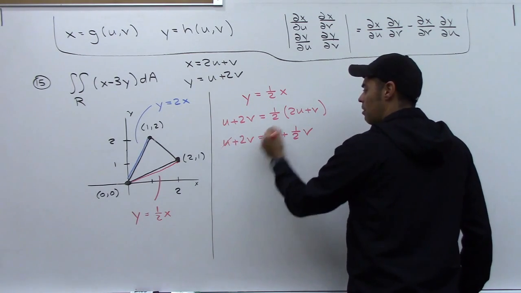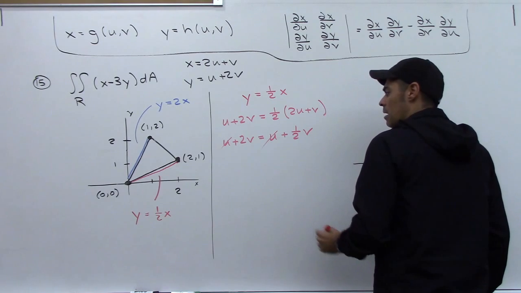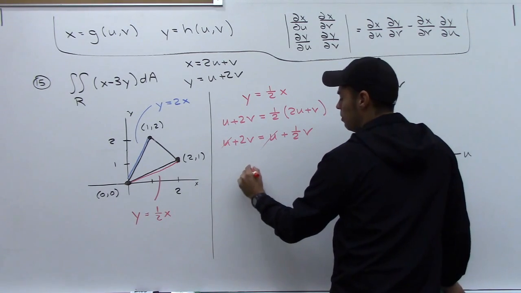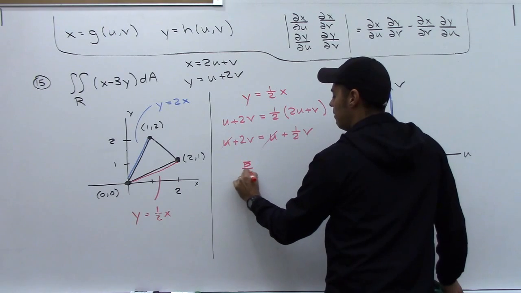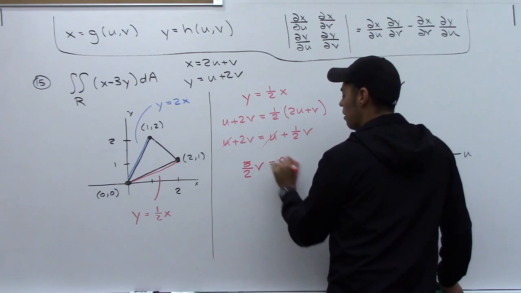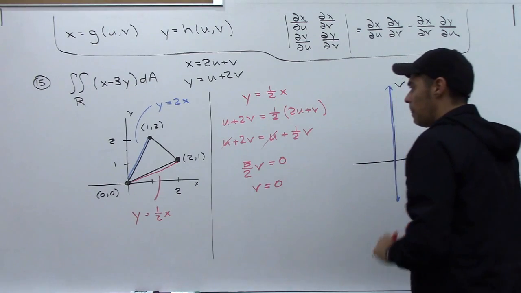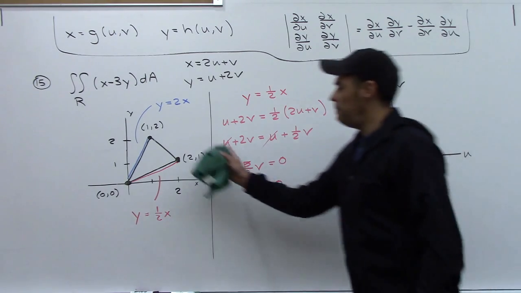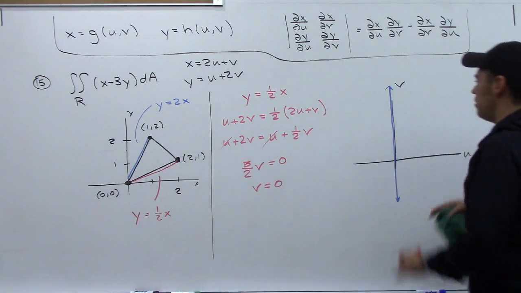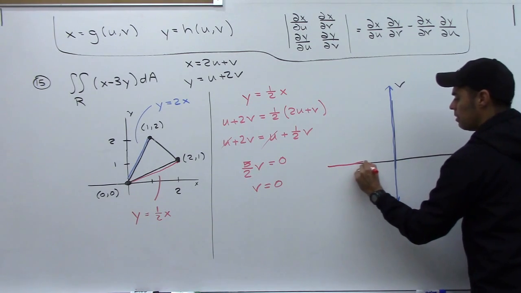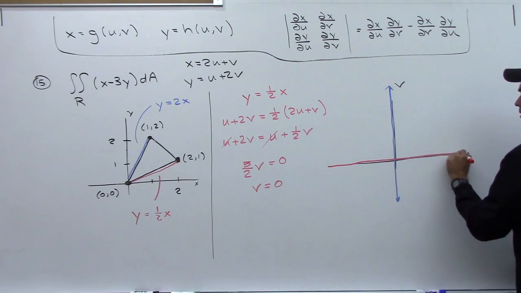Notice I can subtract u on both sides and they're gone. And then I can move all my v's to one side. So I'm going to subtract a half v from 2v. That's going to give me 3/2 v must equal 0. And then just divide through by the constant, v must be 0. So this line gets taken over here to v is 0. v is my coordinate this way. So v being 0 is the line going like this.